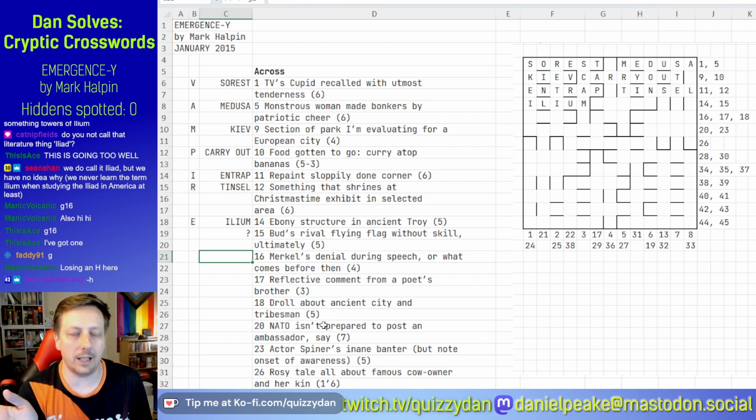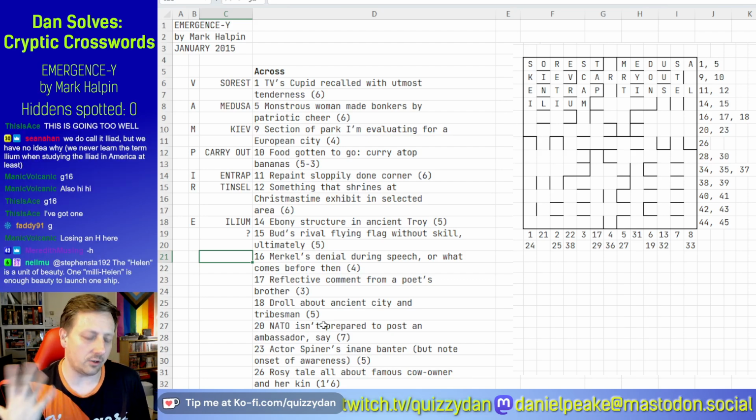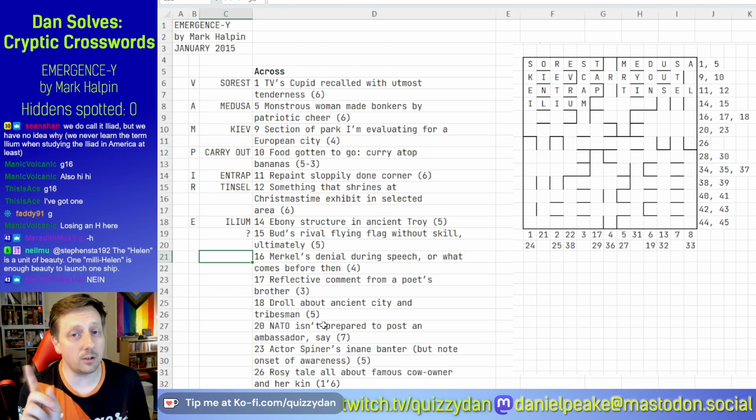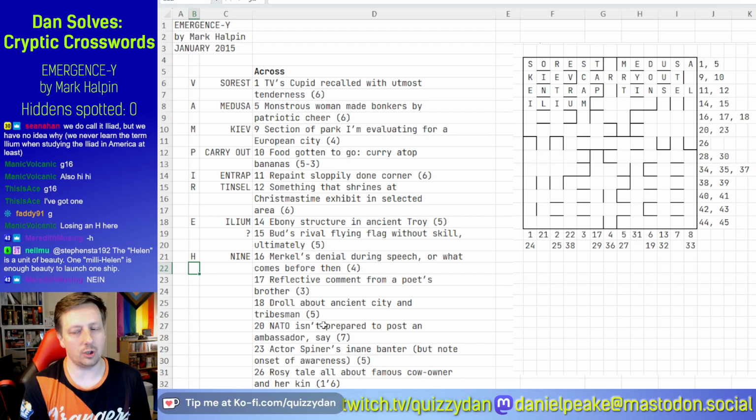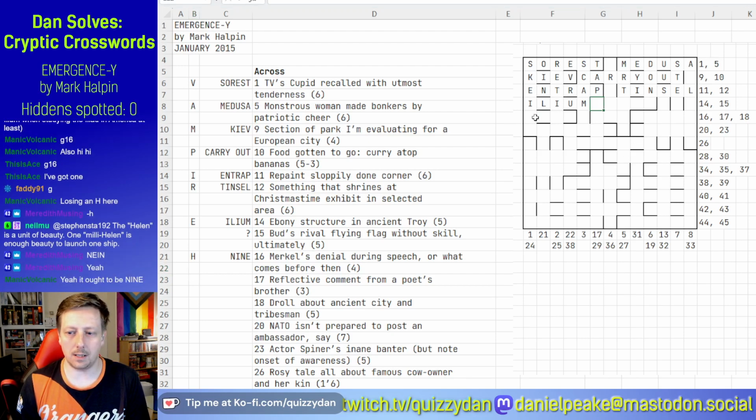Merkel's denial, 9, Angela Merkel. So she says no, she says 9. What comes before then? No, what comes before 10? Becomes 9. And I think 9, N-I-N-E, will be the definition here. Do we think? Yeah, we've got the denial during speech.